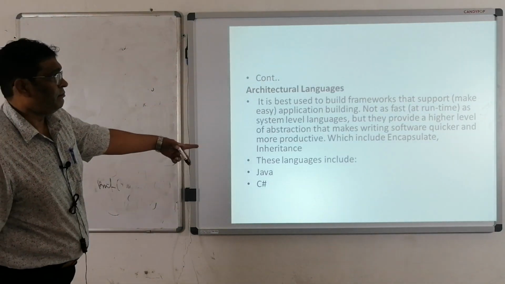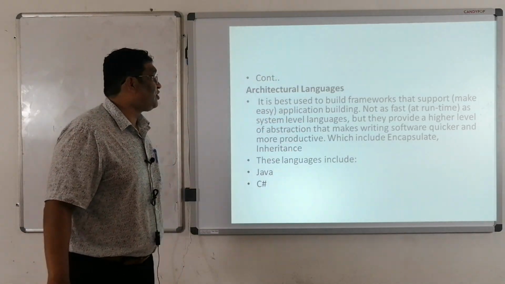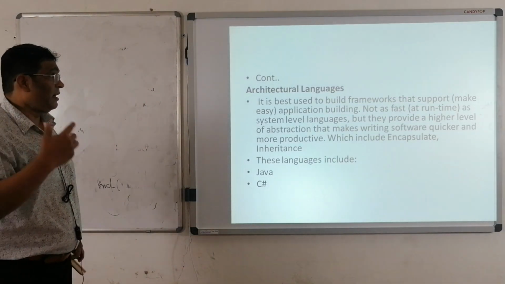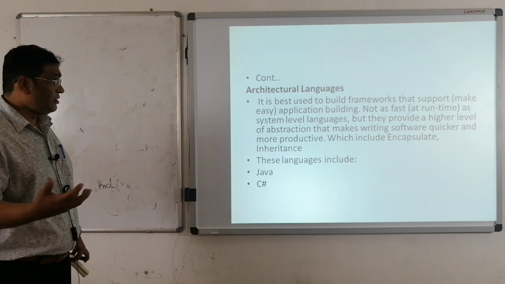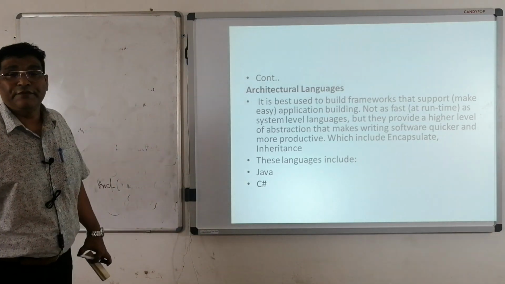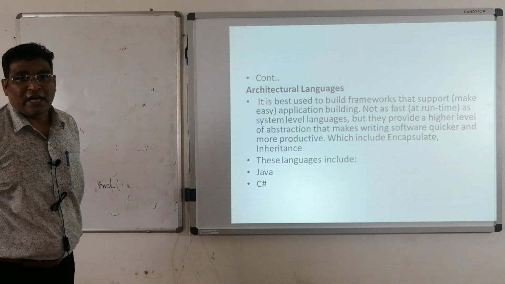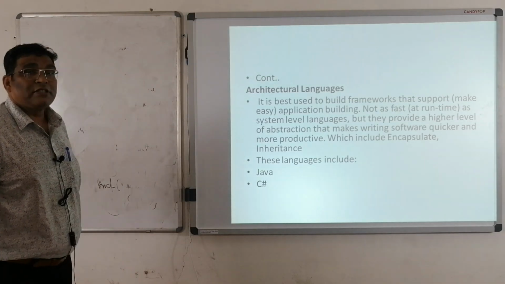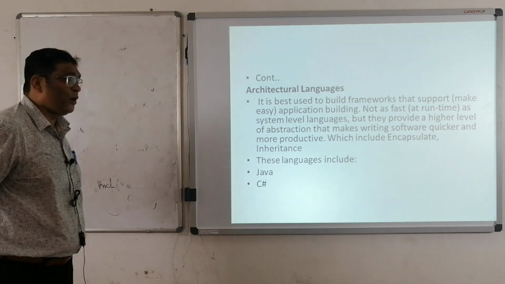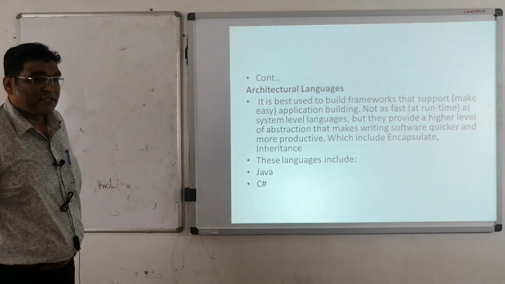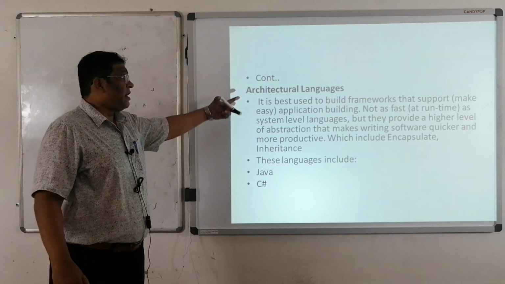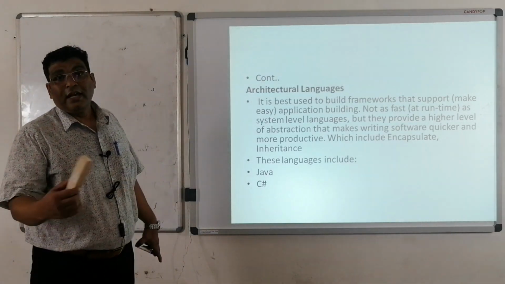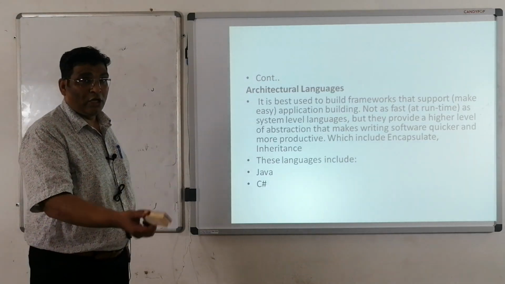Architectural language. It is used to build the framework to support application building, to provide a higher level of abstraction. These are things like encapsulation, inheritance and everything. I think you have seen this in data structures, which Afzal Sahab is taking. He already explained encapsulation, inheritance and everything to you. This helps in writing programs much quicker. These languages are Java and C#. This is architectural language. Other than that, for operating systems you use C and C++. Then Prolog is the other part, logical. Next slide, please.